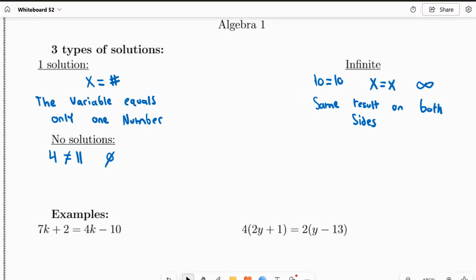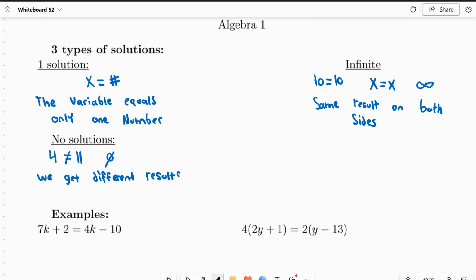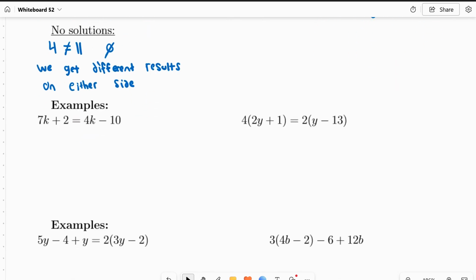These are scenarios where we get different results on either side. Pretty much the two constants you get are not going to be equal. Okay, let's look at a couple of examples.